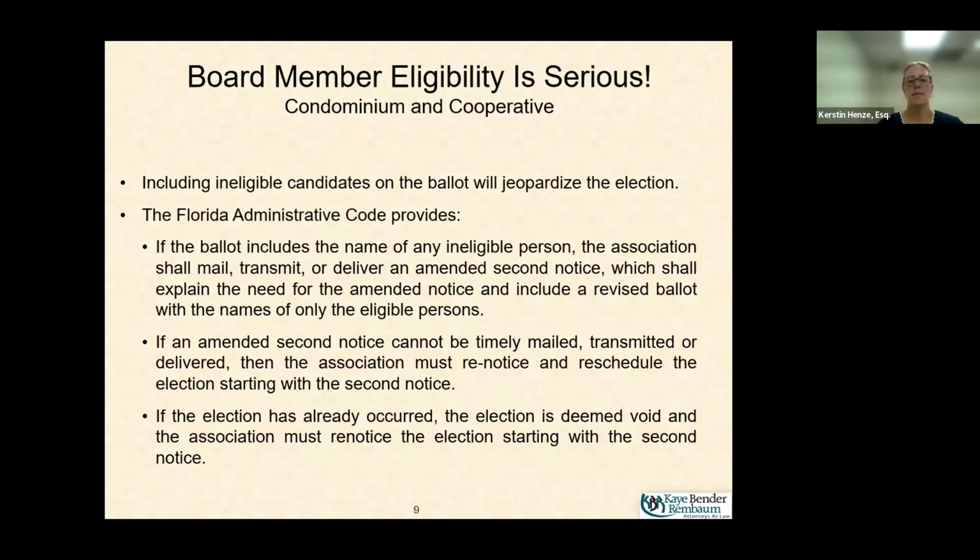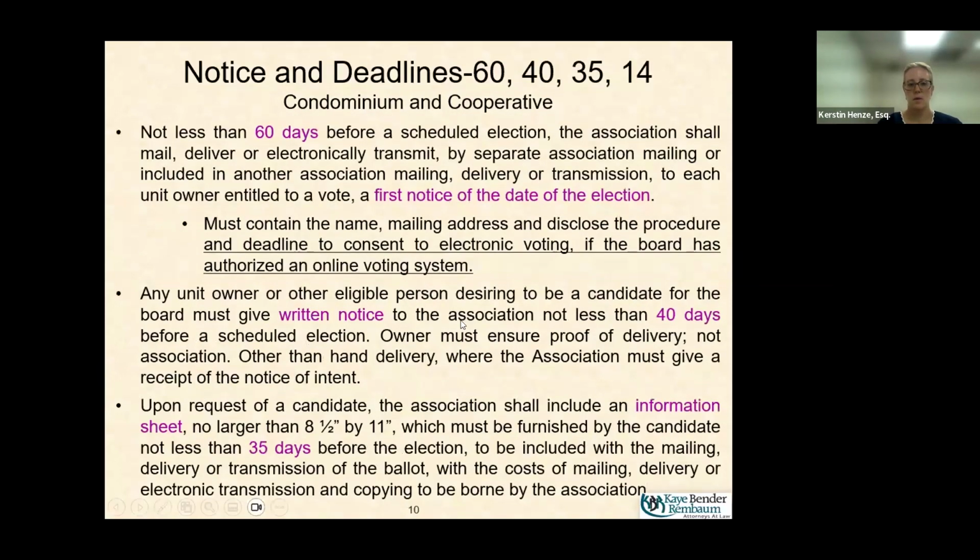All right, so let's talk about the notices and the timeframes for an election of a condominium. So the first notice is called the first notice of your annual election meeting, and that has to be mailed out or delivered or electronically transmitted to owners at least 60 days prior to the annual meeting.